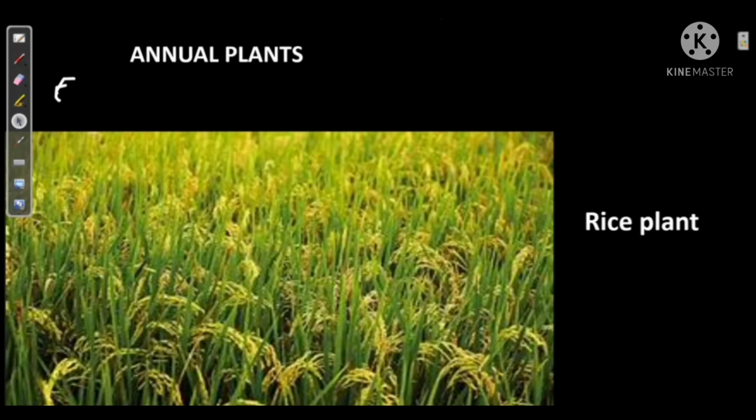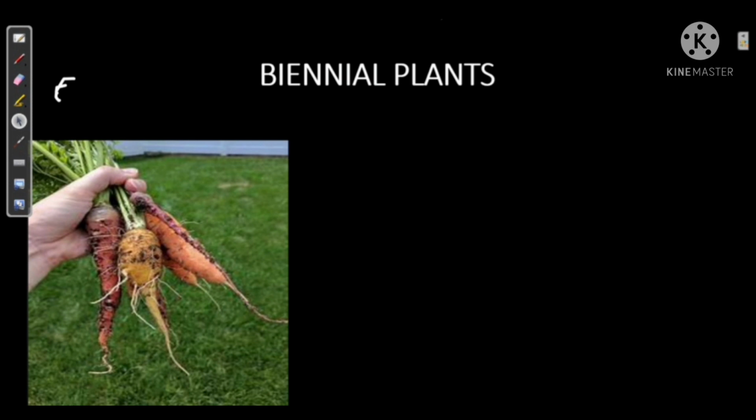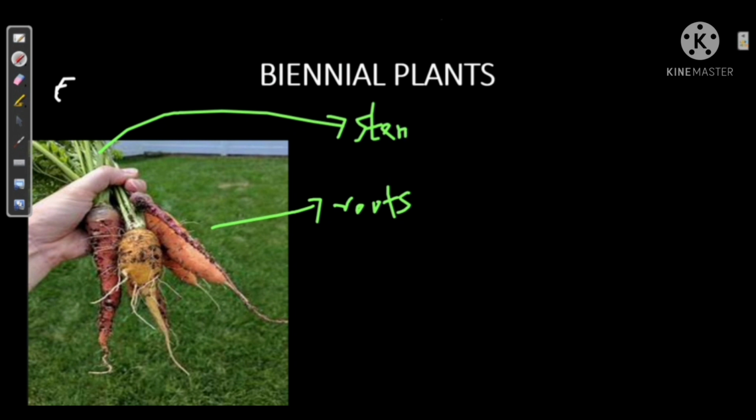So this is an annual plant, you see rice. Rice is growing, it is producing the seeds, and after that it will die. So they show clear-cut phases: juvenile, reproduction, senescence. Now about the biennial plant, carrot. See, this is the carrot, the first year is like this. Here you can see it has produced roots and it has got the stem also. Now in the next year, the remaining will come.